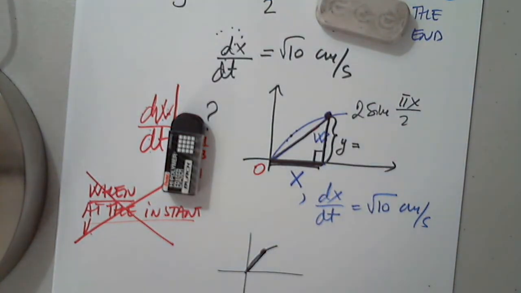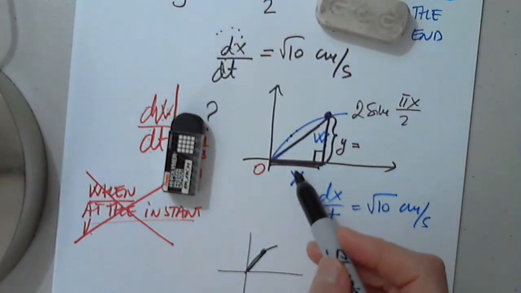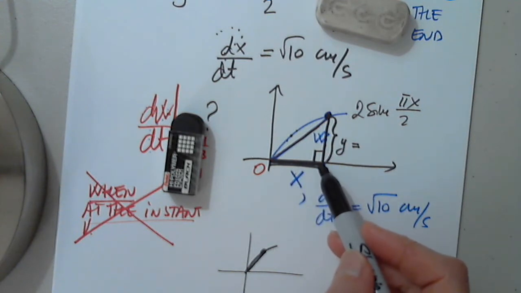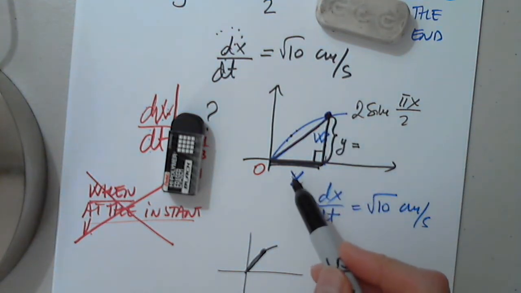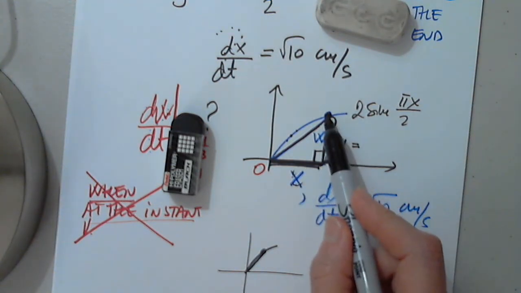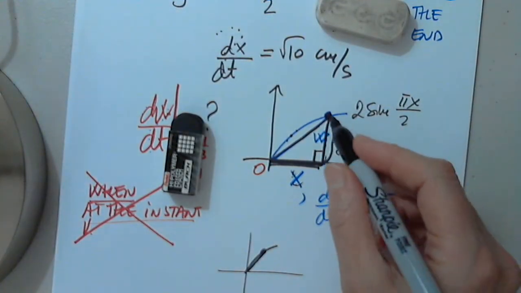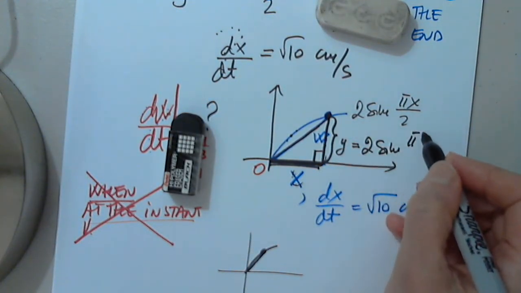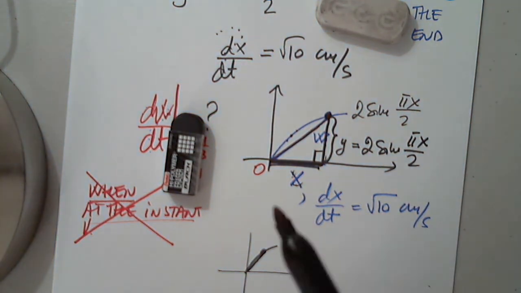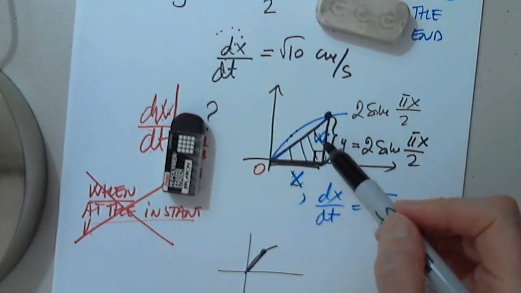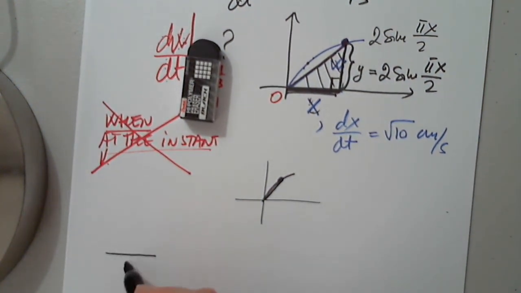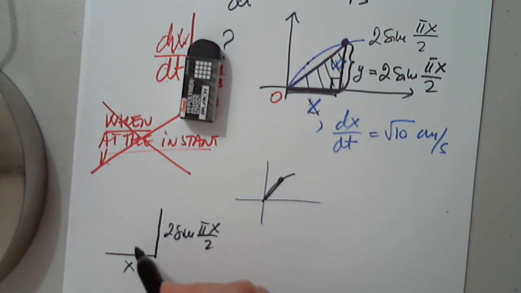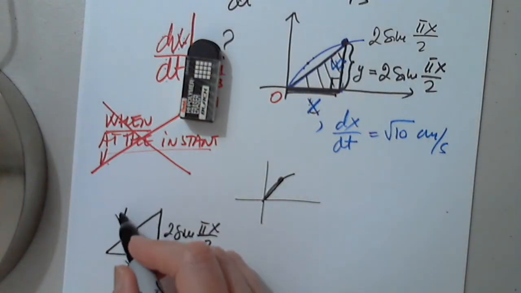What if this is also x? So what if this is 5? Let's say this is 5. How do I find the height? The y coordinate of this point if this is 5? Plug it in. Exactly. So this height is 2 sine pi x over 2. Okay, excellent. So I have a right triangle where the base is x, the height is 2 sine pi x over 2, and the hypotenuse is w.